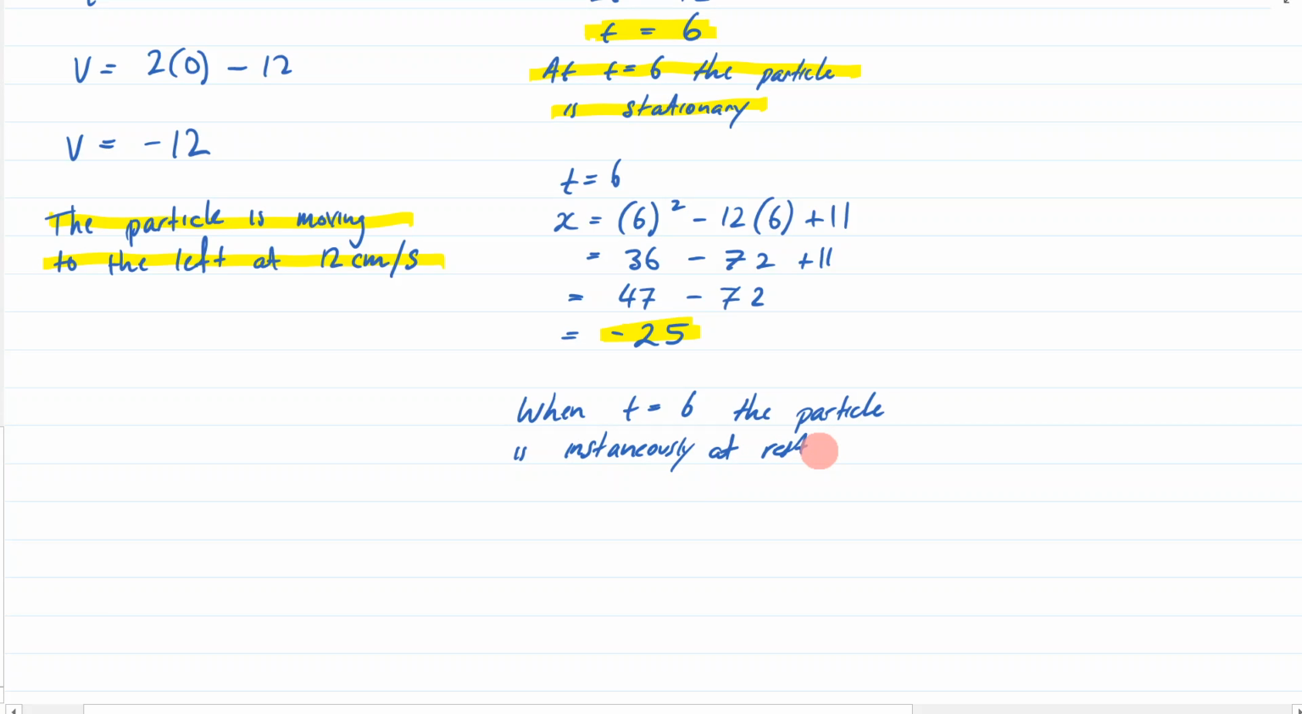And then I'm going to mention its position, 25 centimeters to the left of the origin, because it's negative 25. So at t is equal to 6, the particle is instantaneously at rest 25 centimeters to the left of the origin.